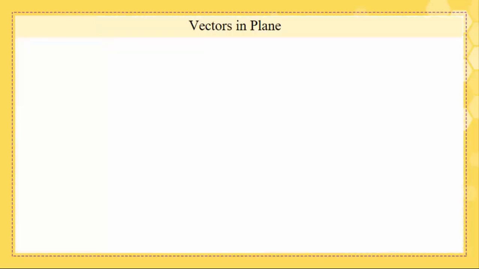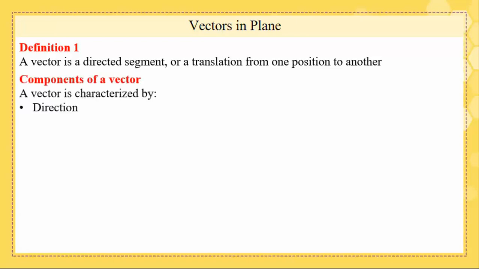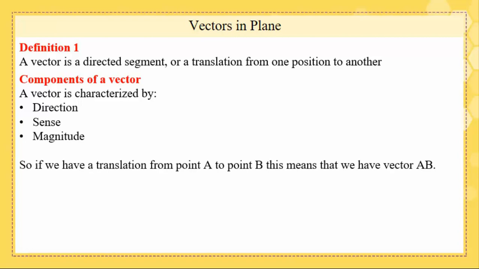First of all, what do we mean by a vector? A vector is a translation from one position to another, and it is characterized by three components: direction, sense, and magnitude. What do we mean by these components? If we have a translation from point A to point B, this means that we have vector AB as shown in this figure. We have a translation from A to B, and this is vector AB.